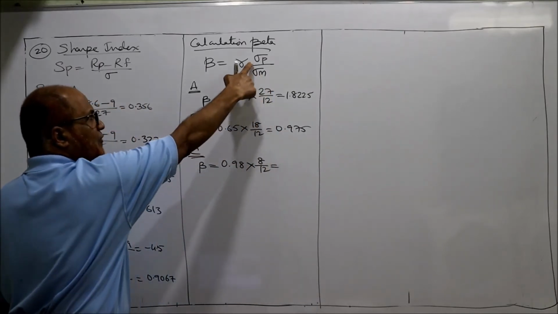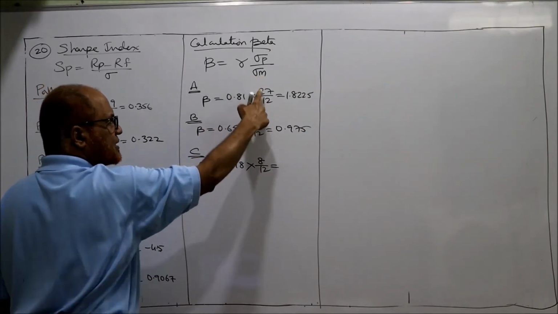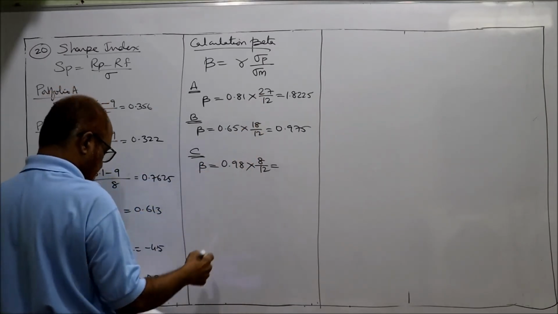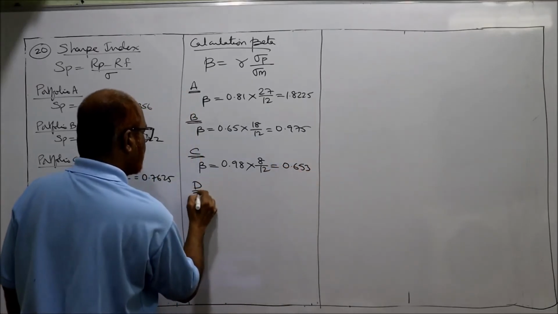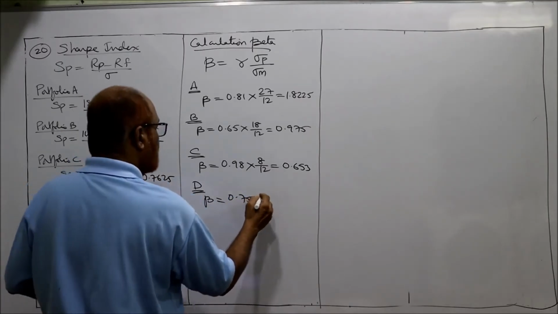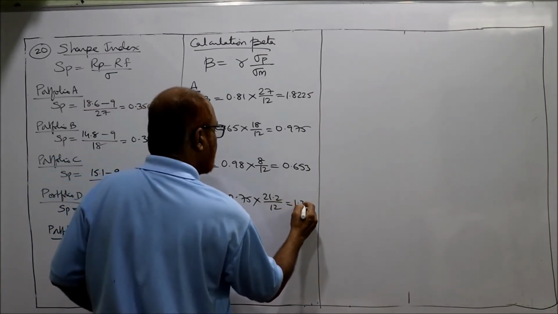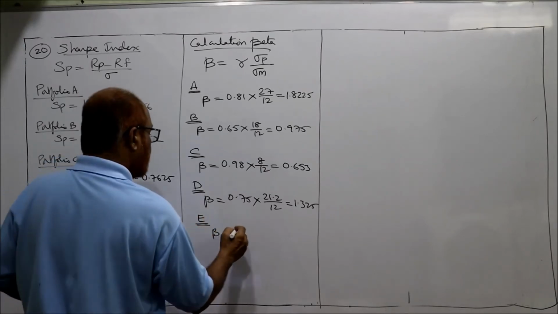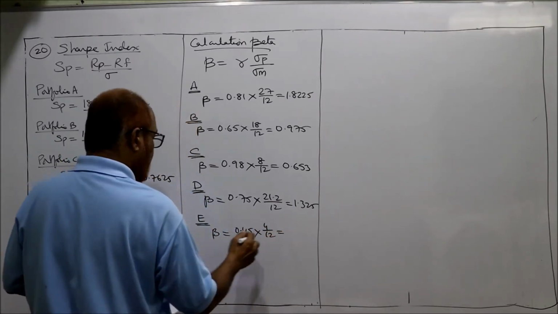See here, we are taking the portfolio standard deviation in the numerator and market standard deviation in the denominator. The market standard deviation remains the same. Only portfolio standard deviation will change, and correlation will change. So C value is 0.653. D, beta is equal to 0.75 into 21.2 divided by 12, 1.325. E, 0.45 into 4 by 12, 0.15.